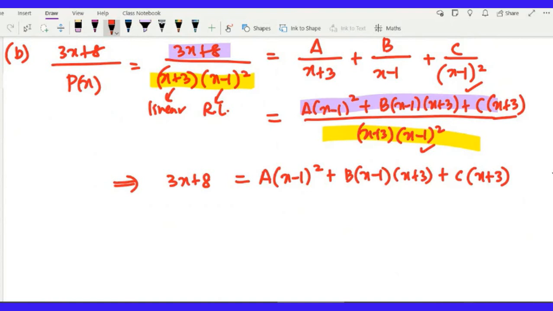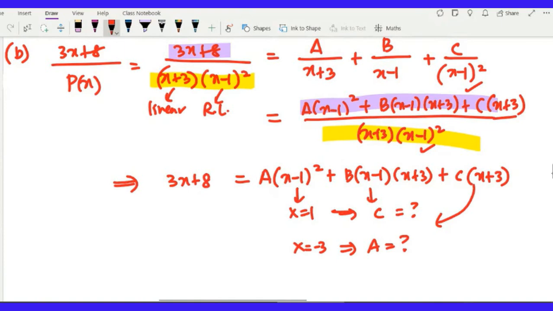Sebagai contoh, kalau kita ambil X sama dengan 1, kita hilang A, kita hilang B, kita terus dapat cari C. Kalau X sama dengan negatif 3, kita hilang C, kita hilang B, kita terus dapat cari A. Sebenarnya cepat substitution value of X. Nak tahu nilai X yang bersesuaian, tengok daripada faktor tu, jadikan X as a subject. Itu akan jadi the most suitable substitution value of X.